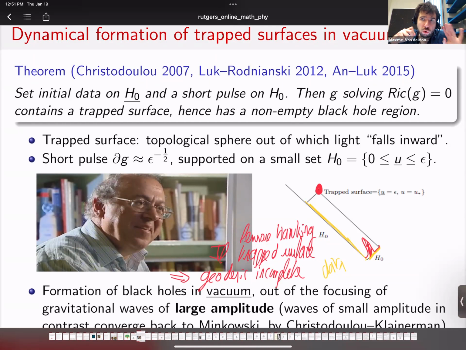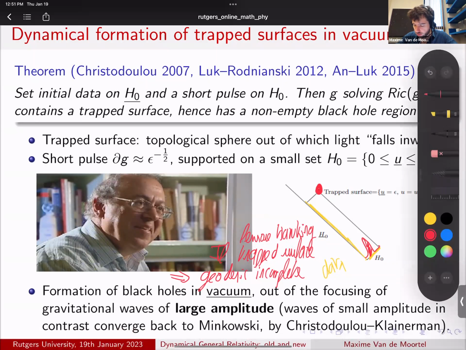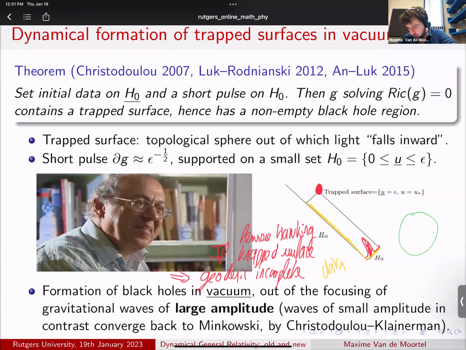But it has a huge assumption that you already need a trap surface. By now we know, and they didn't know this at the time, that if you have a trap surface, it's very easy to show that you have a black hole. So it was of historical significance, but it doesn't tell you how trap surfaces form. Maybe I should have said what a trap surface is. So a trap surface, think of a sphere, okay?